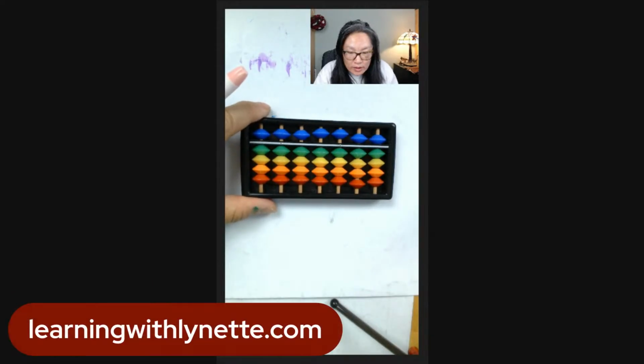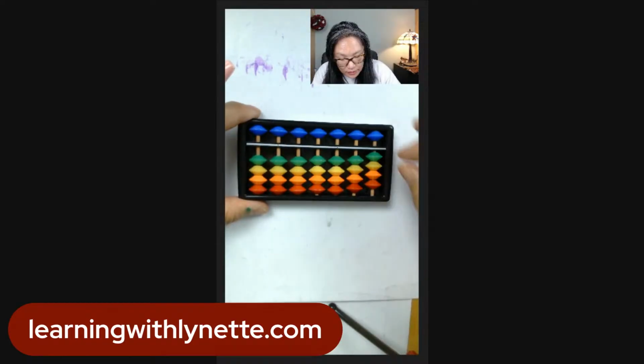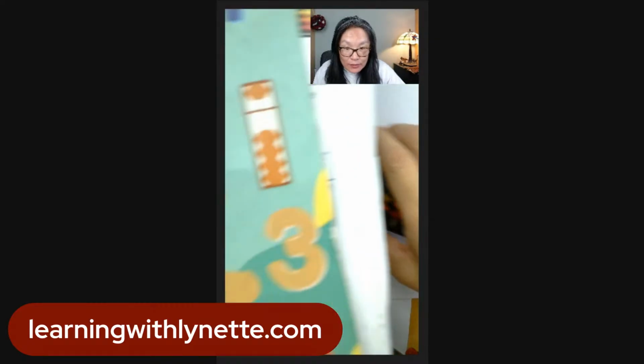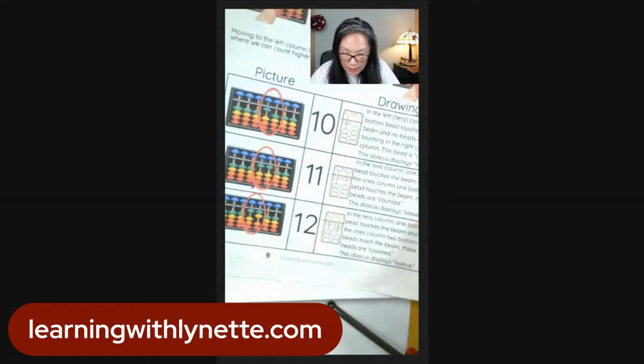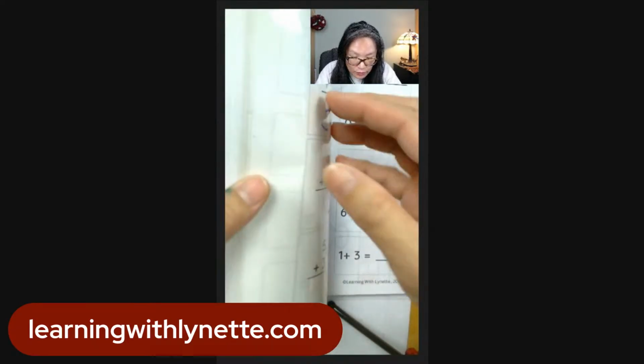All right, what are we doing? We are still learning how to move the abacus. If you keep your mind open, I'm going to show you how to add and subtract on the abacus. But the first thing we're going to do is understand how to move the beads. When we move the beads, what does that mean? Okay, Derry, I will see you soon. So the first thing we're going to do is understand how to move the beads.